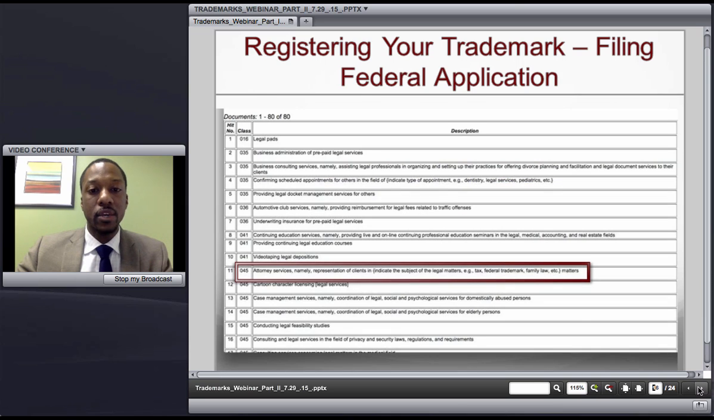So I put in "legal," and then it takes me to this page, and it gives you different hits and shows you the classes that these hits are in. Down here you see that we would be in class 45, and that covers attorney services, namely representation of clients, and then it'll have you fill in the type of legal services that we actually provide to our clients.